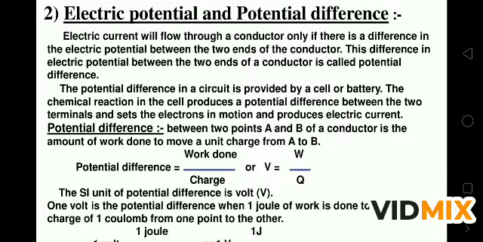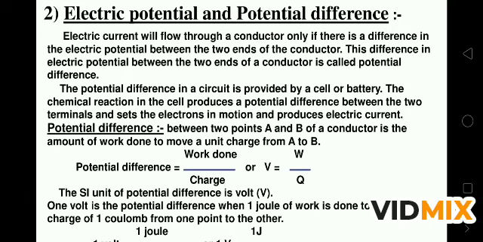Electric potential and potential difference. Electric current will flow through a conductor only if there is a difference in the electric potential between the two ends of the conductor. Means till the difference is there in the potential, only till then the current will flow. Means electric current will not flow if the potential is same. This difference in electric potential between the two ends of a conductor is called potential difference.